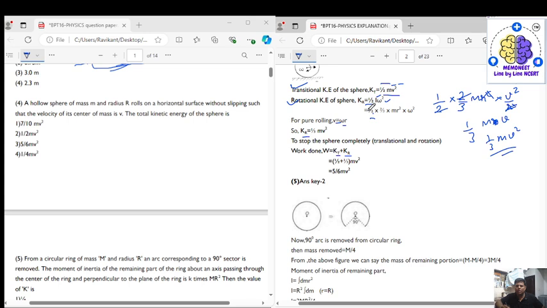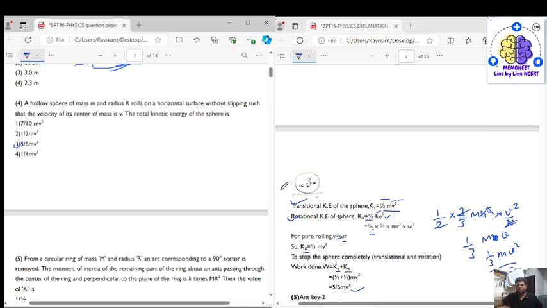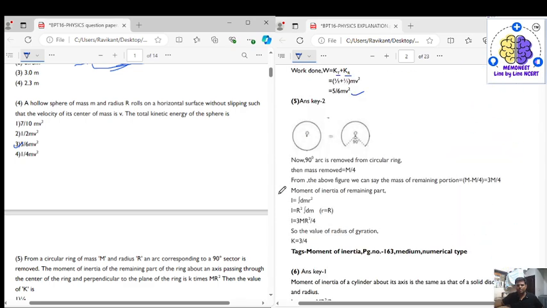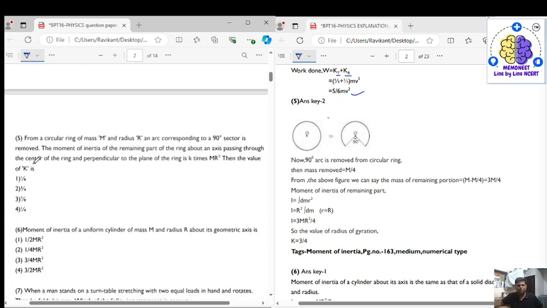1 by 3 m v square is the rotational kinetic energy, and 1 by 2 m v square is the translatory kinetic energy. The sum of these will result in 5 by 6 m v square. So the correct answer for question number 4 is 5 by 6 m v square. That is option 3, right? Now let's come to question number 5.